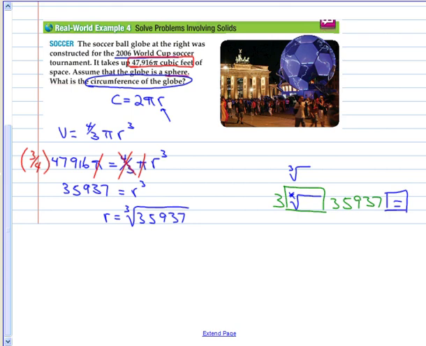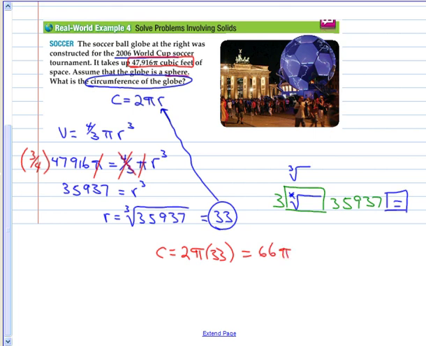Find my cube root button. 35,937. The answer you should be getting is 33. Exactly. So there's our radius, not our final answer. That is simply our radius. But now we can get our final answer, the circumference of our circle. Circumference of our circle is 2 times pi times our radius of 33, which would be 66 pi.